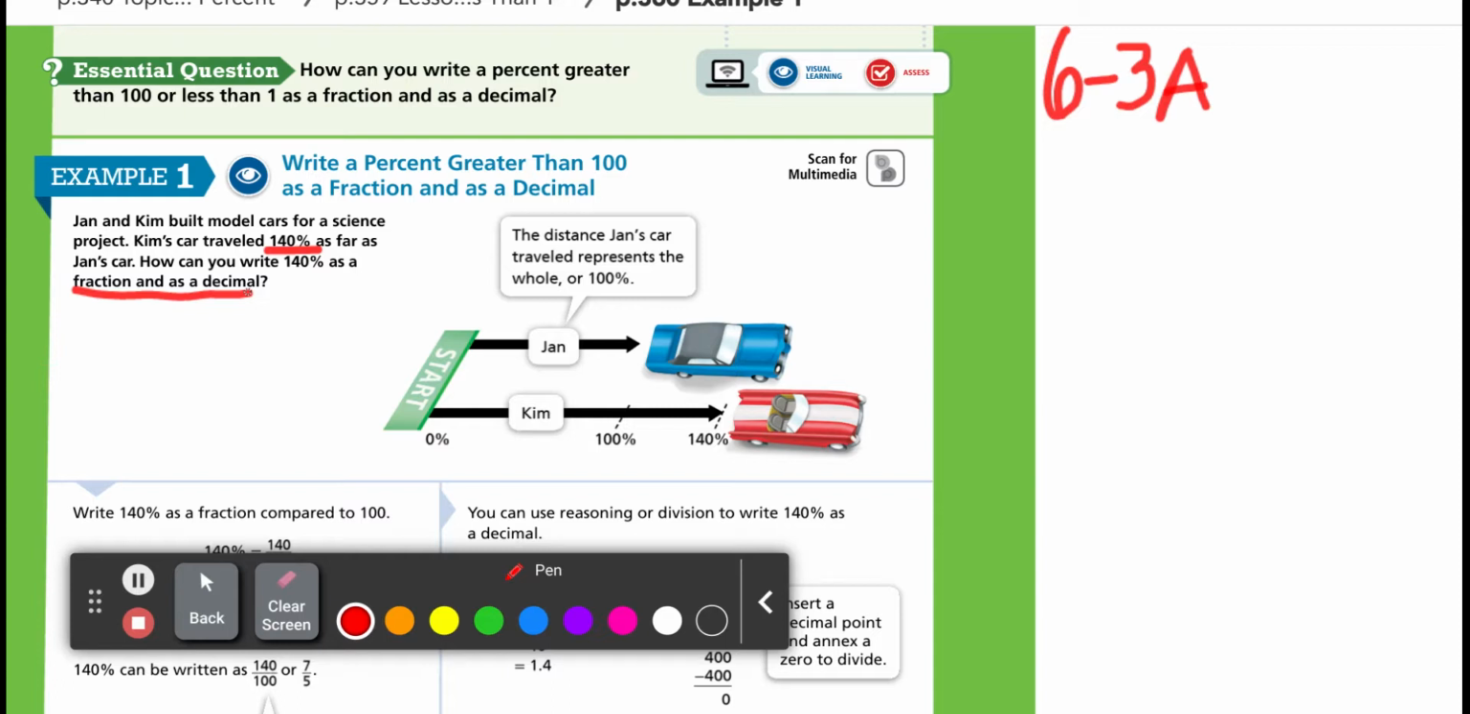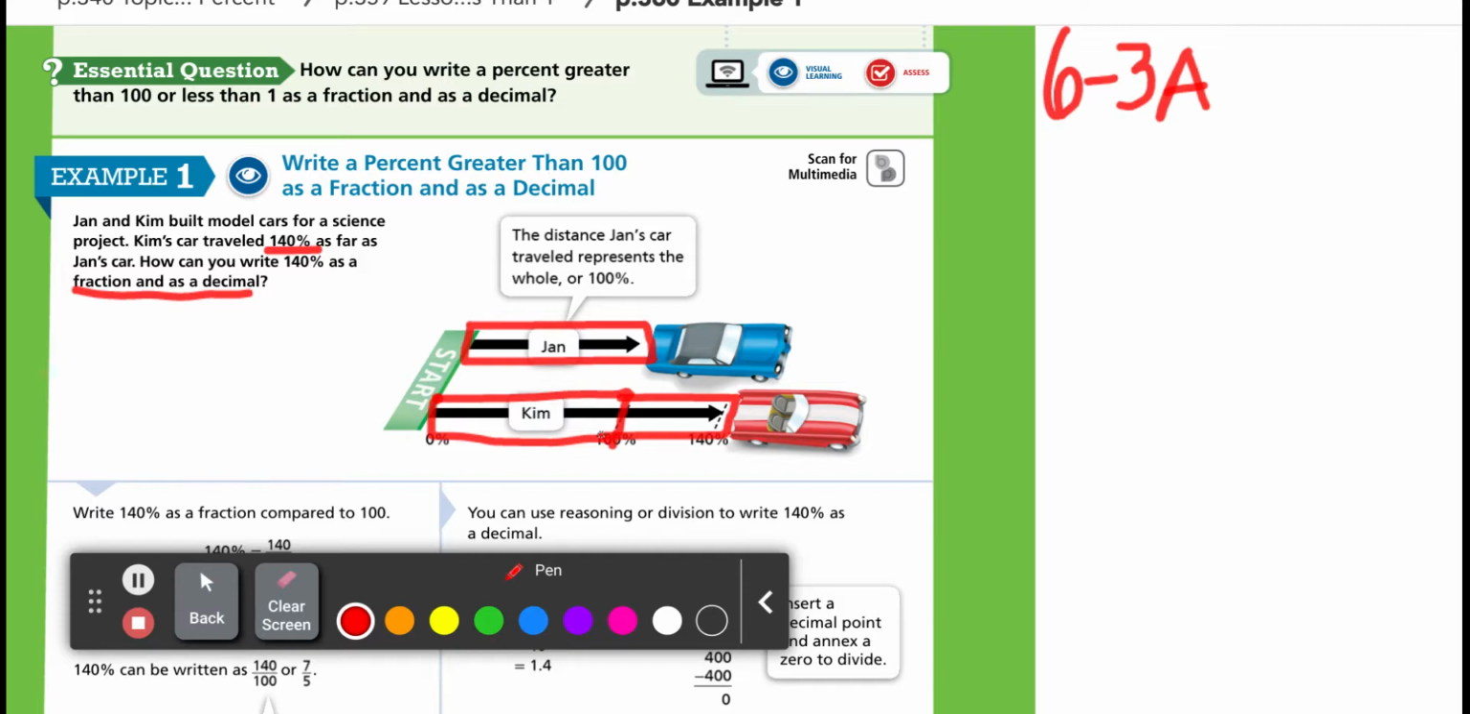So we know that 100% is the whole. So if there is a percent that's larger than 100%, that means that it's going to be more than one whole. So in this case, Jan's car travels 100%, which is one whole. Well, look at Kim's car. Kim travels one whole plus another 40%. So that's why the percent can be greater than 100.